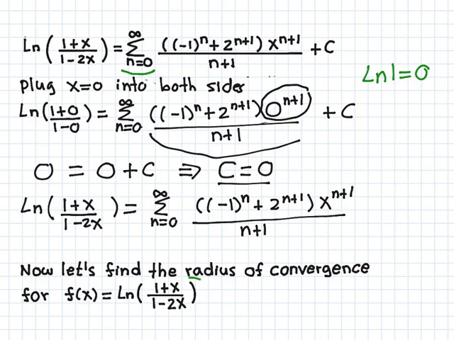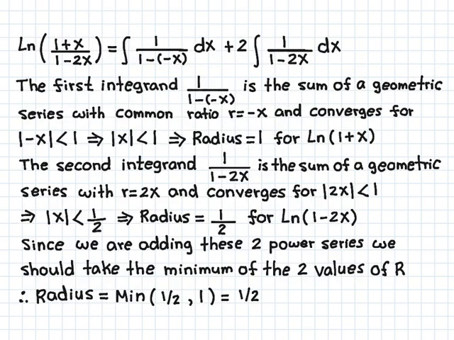Now let's find the radius of convergence of the power series of f of x equals log of (1+x) divided by (1-2x). That means we want to find the values of x for which this power series representation represents this function. So first we'll find the radius, then we'll find the interval of convergence. All right, now let's look at the function log of (1+x) divided by (1-2x). Notice we wrote this as the integral of the sum of two different geometric series. This part was log of 1+x, and this part was log of 1-2x.